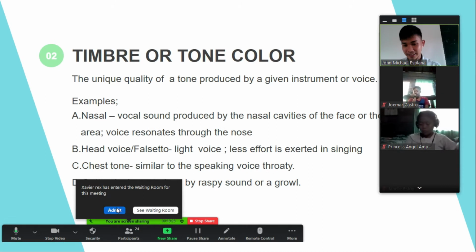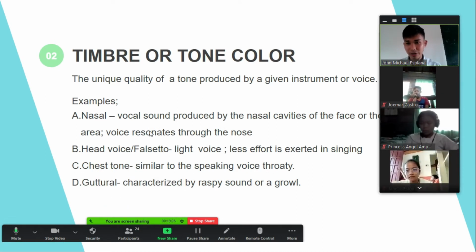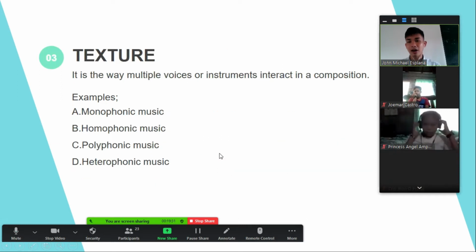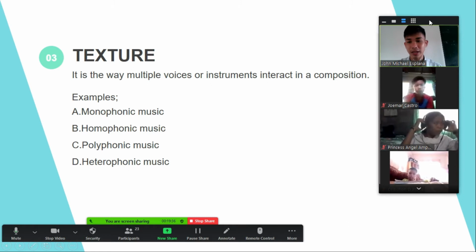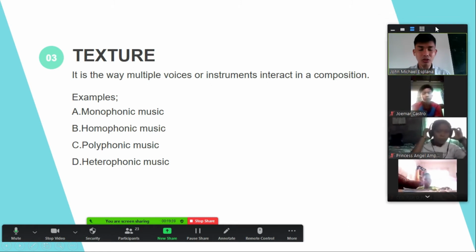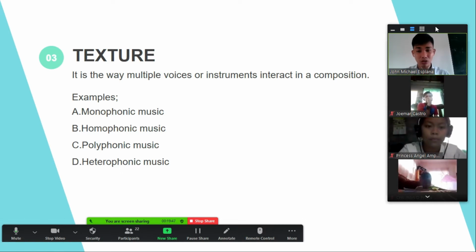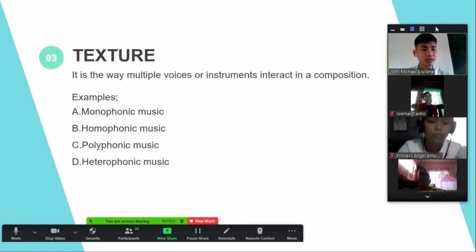Okay, so next, number 3. The next element of music is texture. When we speak of texture, it is the way multiple voices or instruments interact in a composition. Paano ba sila nagsasama-sama in a single music or composition?